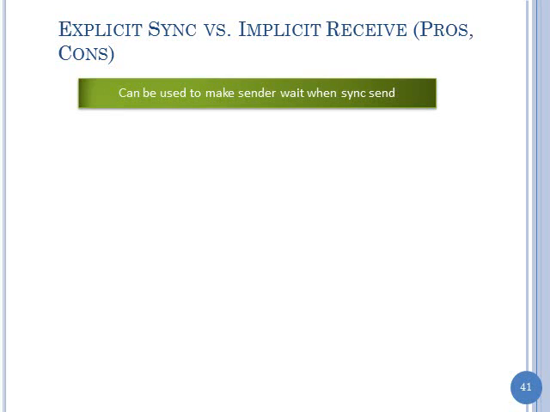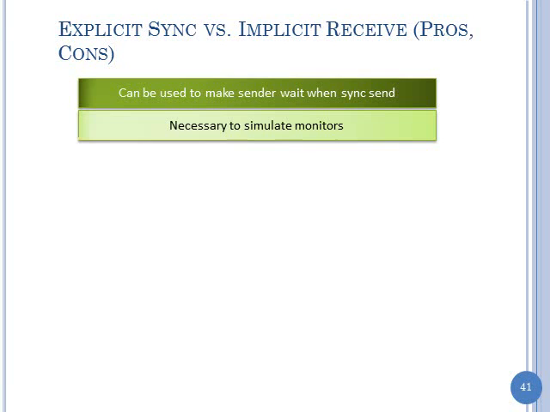So there's a whole question of should we have implicit receive or explicit receive, okay? And like I said, explicit receive for procedure calls seems all unintuitive. But now you see that when that receive is a sync receive, you can do interesting things with it. You can use synchronization.